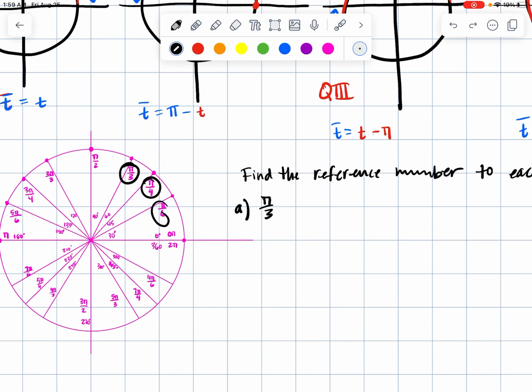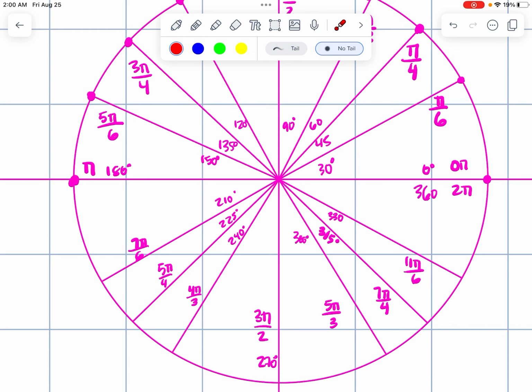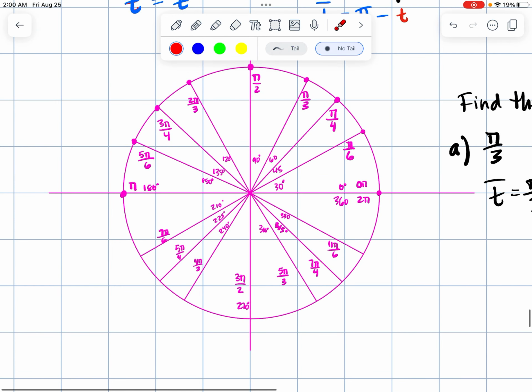Let's try another one. b. What if we have 5 pi over 6? Well, let's find 5 pi over 6. 5 pi over 6 is in the second quadrant. So our t value would wrap all the way over here to quadrant 2. But the shortest distance to the x-axis would actually be traveling this distance. And if we think using our actual angle measures, isn't it from 150 degrees to 180 degrees? Isn't that only 30 degrees to make up? So this is how I want you to think about this.